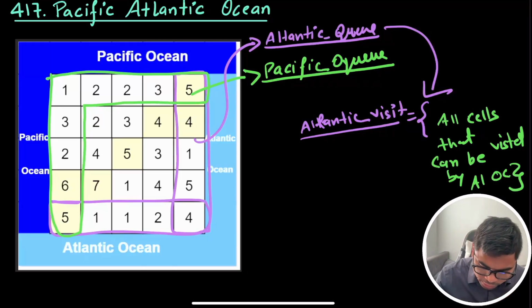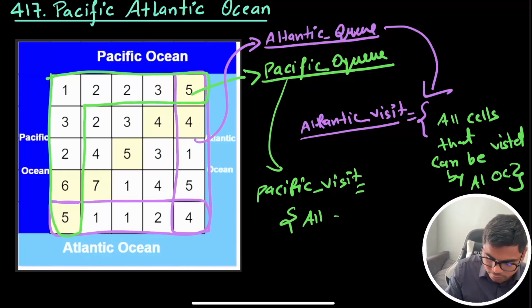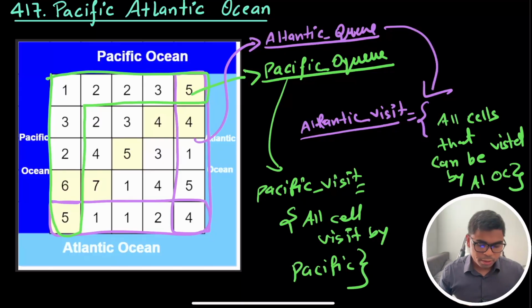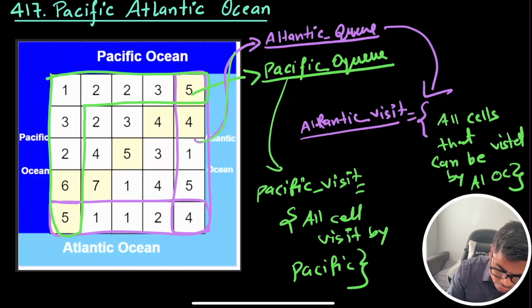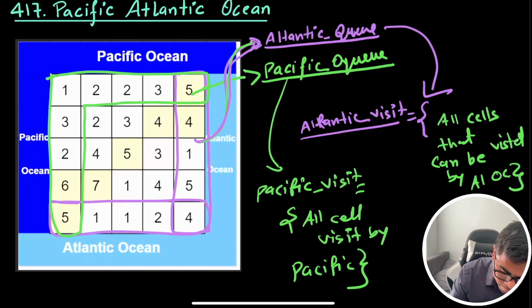And one more thing, this is going to have basically Pacific queue, Pacific visit set, that is going to include all cells visited by Pacific. Now how are we going to do that? So we will be using BFS. We will append all of these two different queues, and then we will run our BFS. What BFS will be doing, it will be returning these two different sets, by the way.